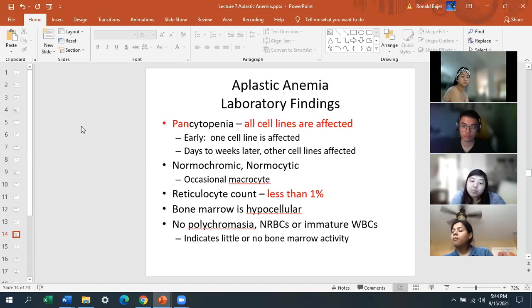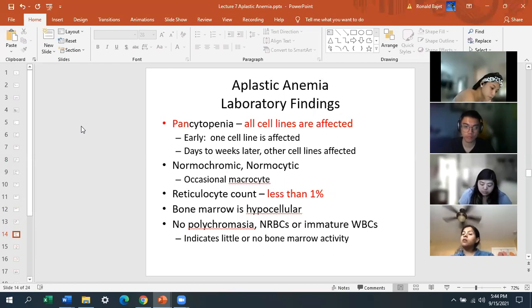Laboratory findings, everything is decreased. PAN, meaning everything, all cell lines. So the main cell lines, like your red cell line, your WBC cell line, and also your platelets. Those 3 main cell lines are affected. Usually for aplastic anemia, 1 cell line is affected, and then later on, all cell lines will become affected.